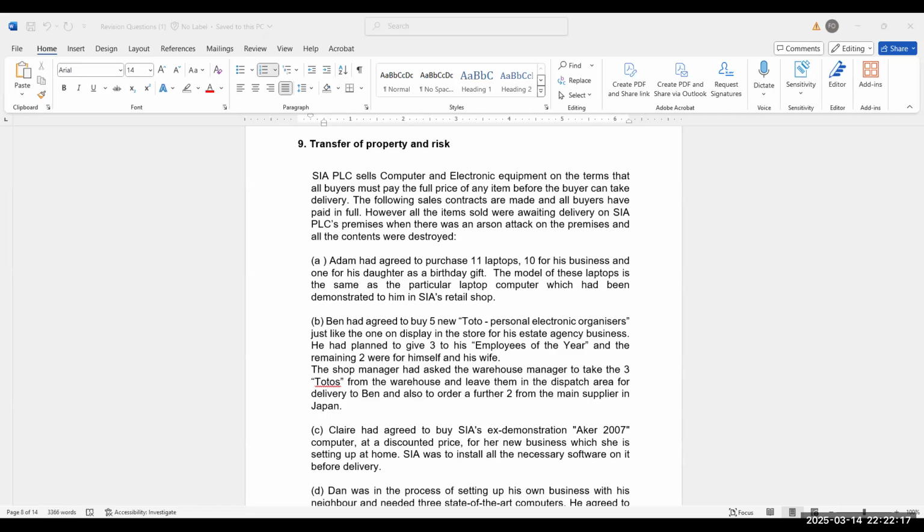So moving on to talk about Dan, I think that's the final one. He's setting up his business with his neighbor and wants to buy those computers. So Dan has agreed to buy 3 of the 4 computers in stock, and this means that the shop should supply any 3 of those 4 computers. And we go to what we talked about in relation to the purchase of a share of a bulk. So he has 3 of the 4 computers, which means he has 75% undivided shares in common with Sia.